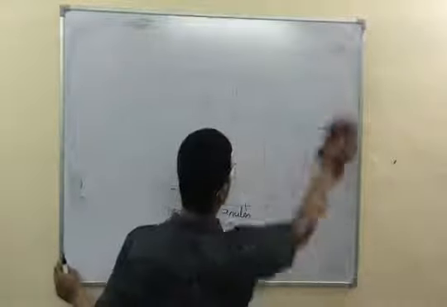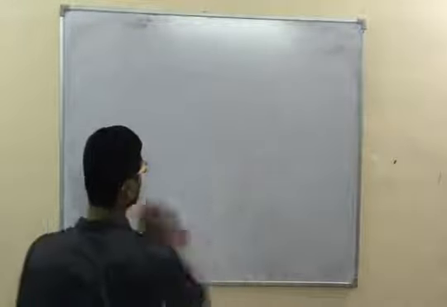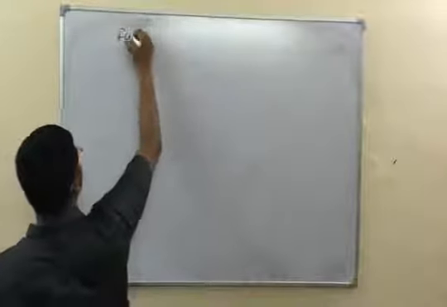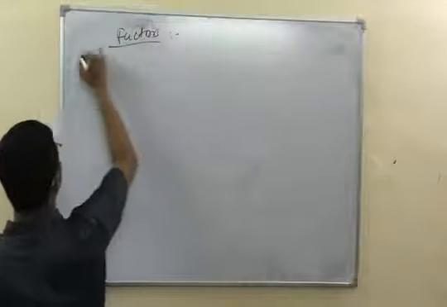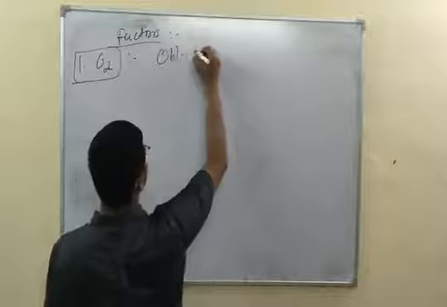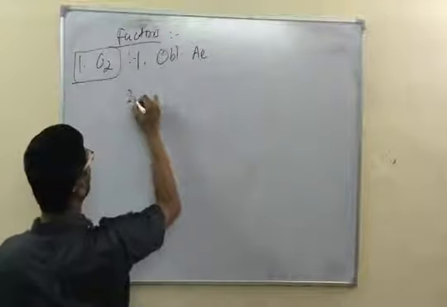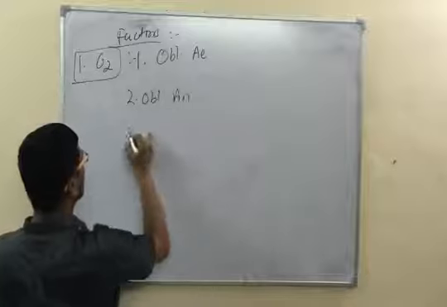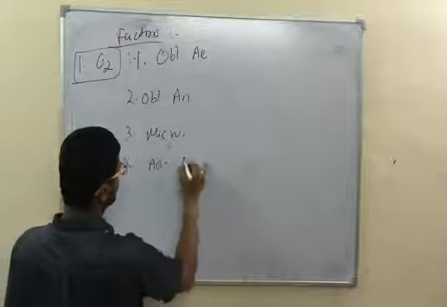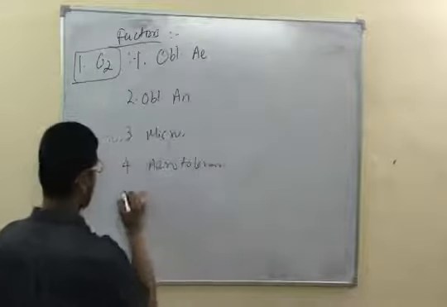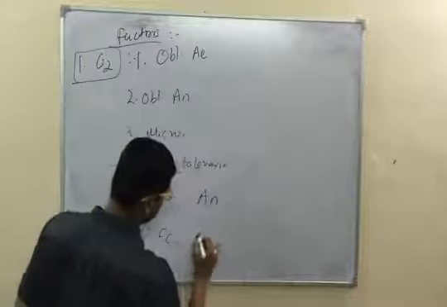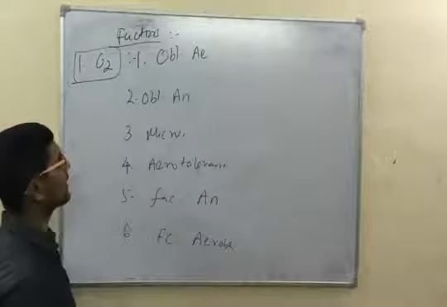Then I'll tell you about the various factors responsible for the physiology of bacteria. Let us discuss the oxygen requirement. Based upon the oxygen requirement, you can classify bacteria into obligate aerobe, obligate anaerobe, microaerophilic, aerotolerant, facultative anaerobe, and facultative aerobe. Like that, there are six categories.